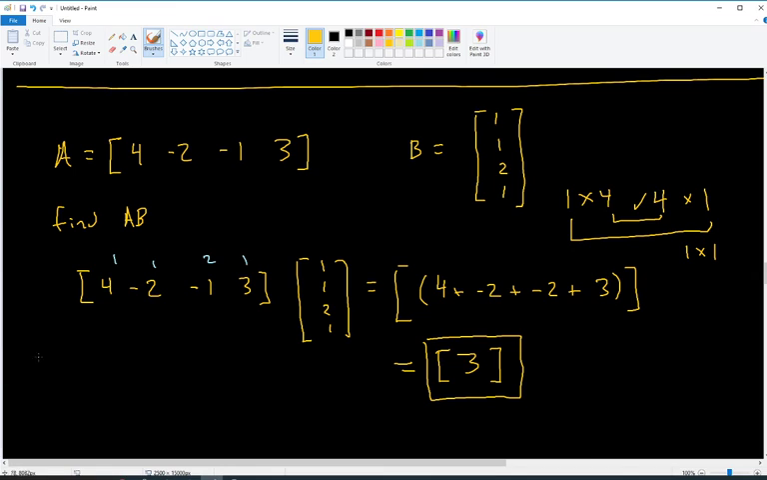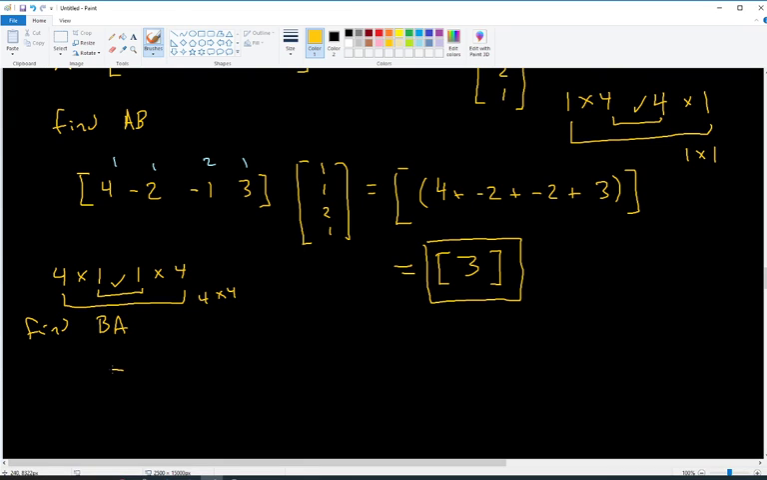Let's see, what about find B times A? What if we do it the other way? B is a 4 by 1, A is a 1 by 4. So if we flip it around, the middle numbers still match, and we're going to get a 4 by 4 back. So B is 1, 1, 2, 1. And A is the matrix 4, negative 2, negative 1, and 3.